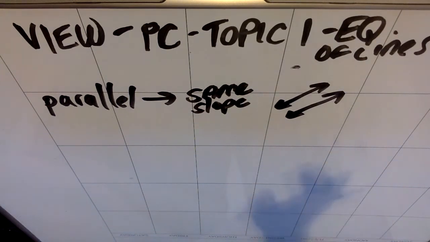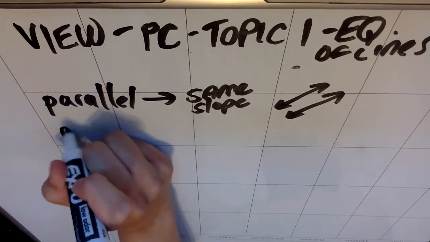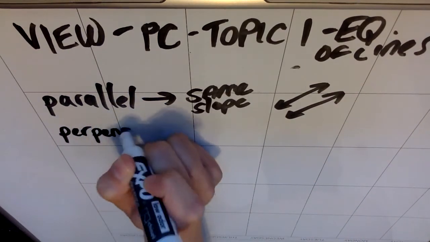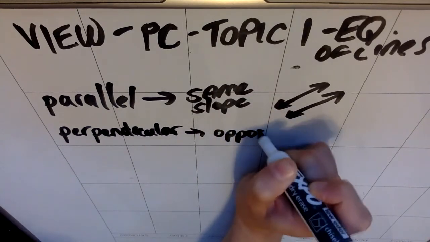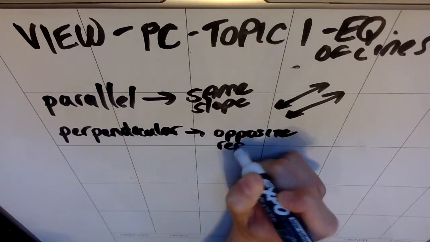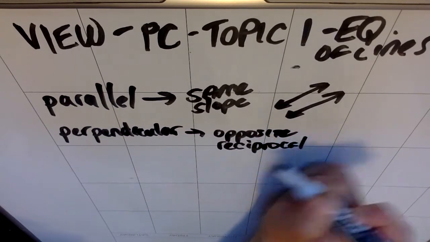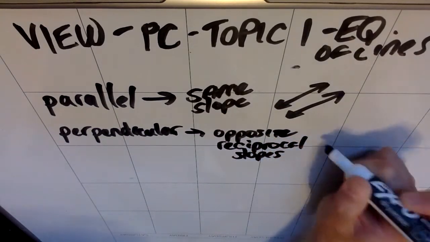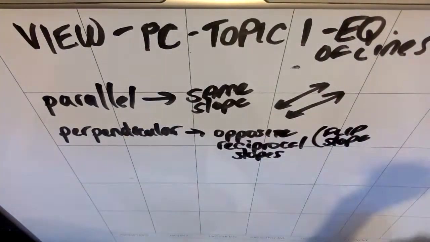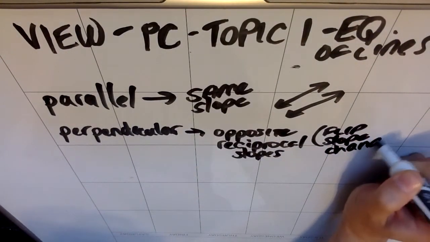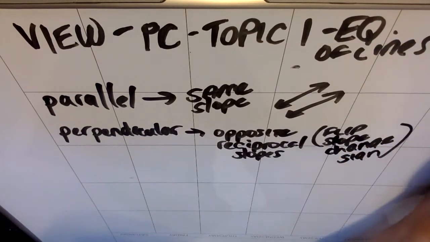A perfect example of this is the levels of a parking garage, right? If the levels of a parking garage intersect, you've got a problem because you just drove into the ceiling, right? You need them to be parallel. Perpendicular, meaning intersecting at 90-degree angles, means opposite reciprocal slopes, okay? For me personally, the way I think of this like a caveman is: flip slope, change sign. That's what opposite reciprocal means. Change sign. And again, they intersect at 90-degree angles.